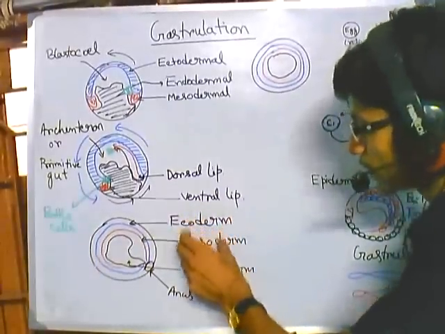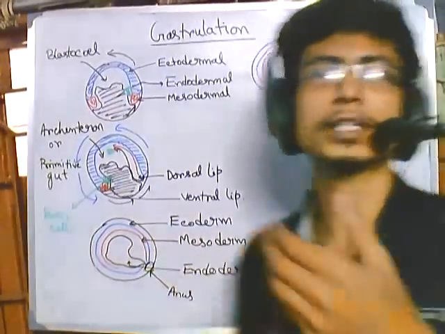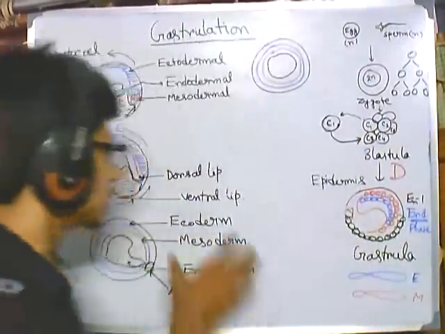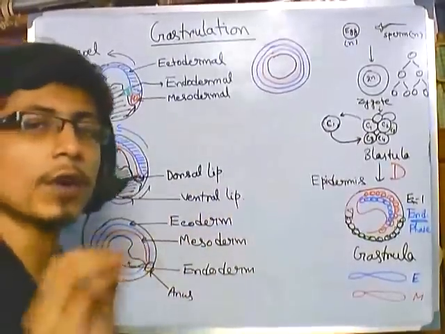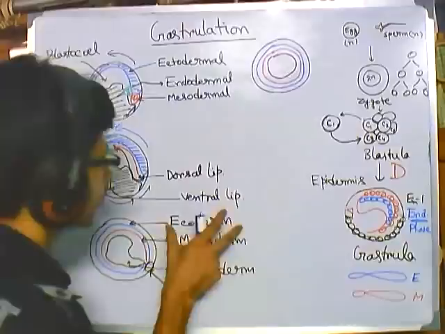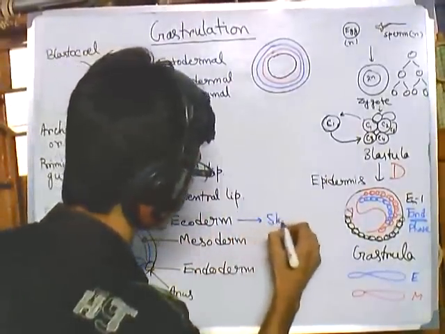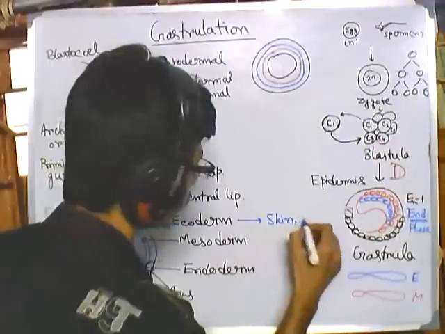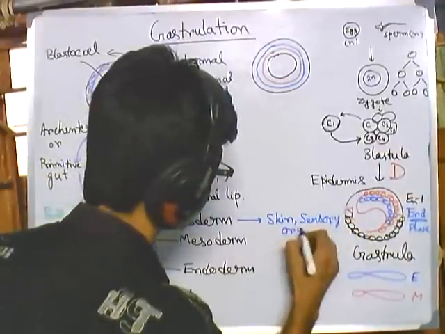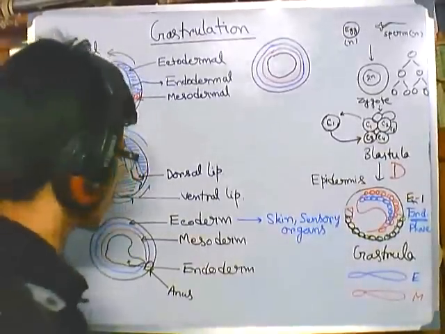Now this ectoderm, mesoderm and endoderm, the different layers of cells, have different functionalities. This type of cells will give rise to specific organ systems in the body of the organism. For example, the ectodermal cells will give rise to the skin cells and also sensory organs.